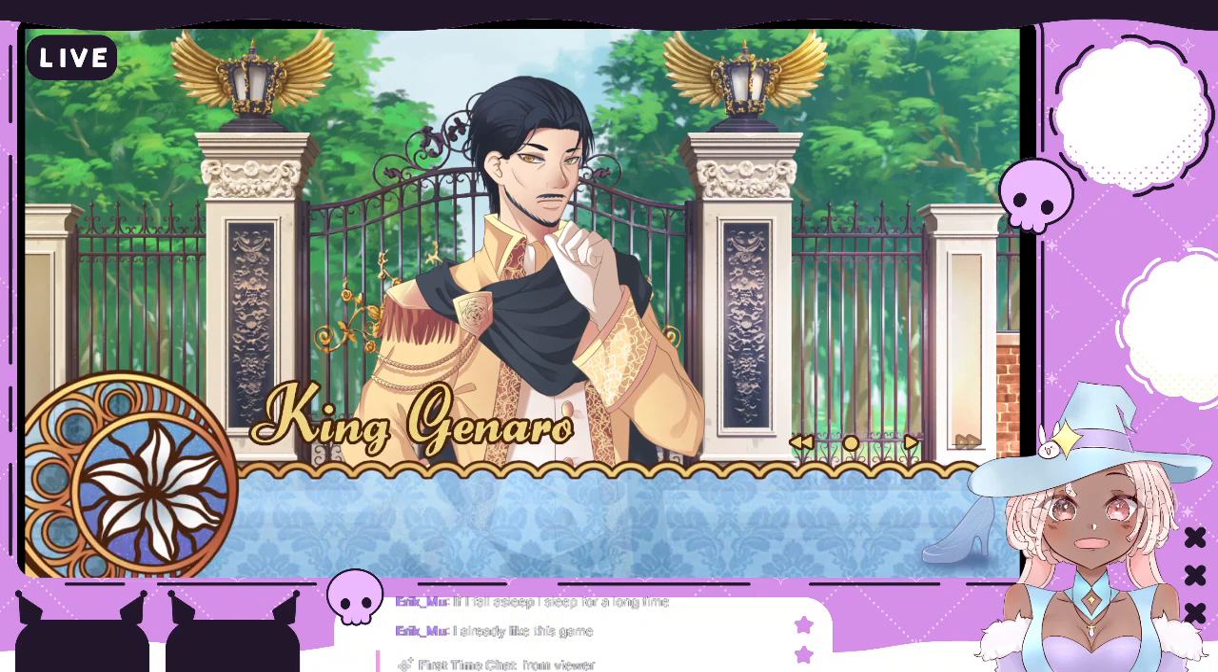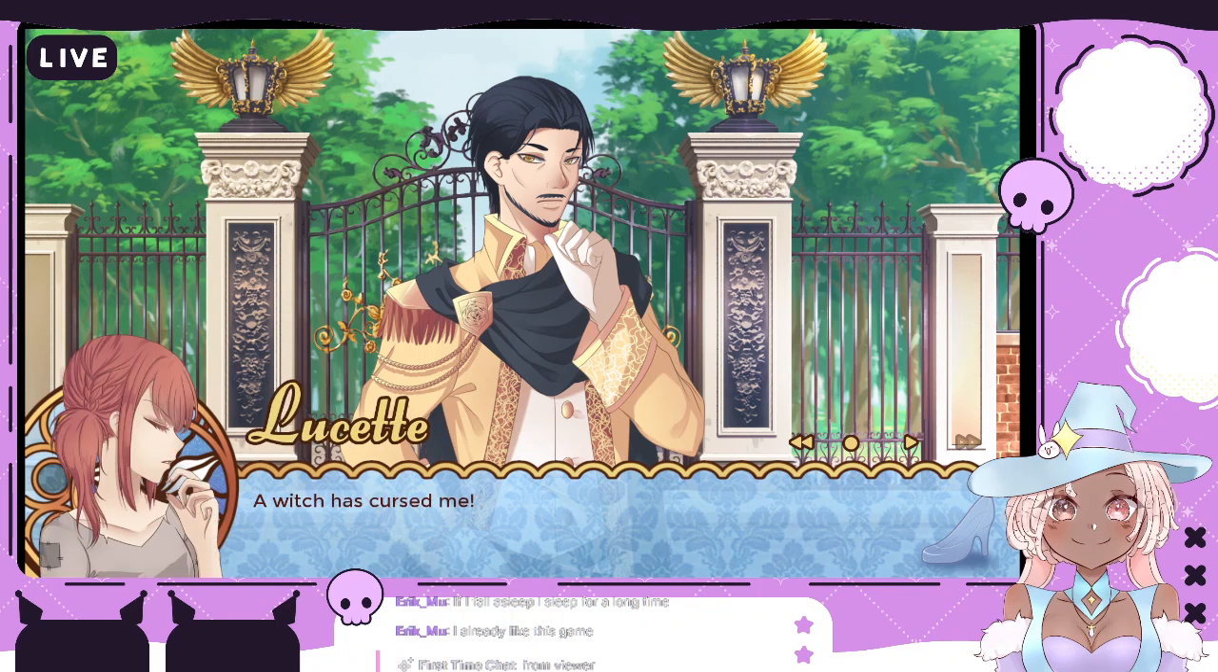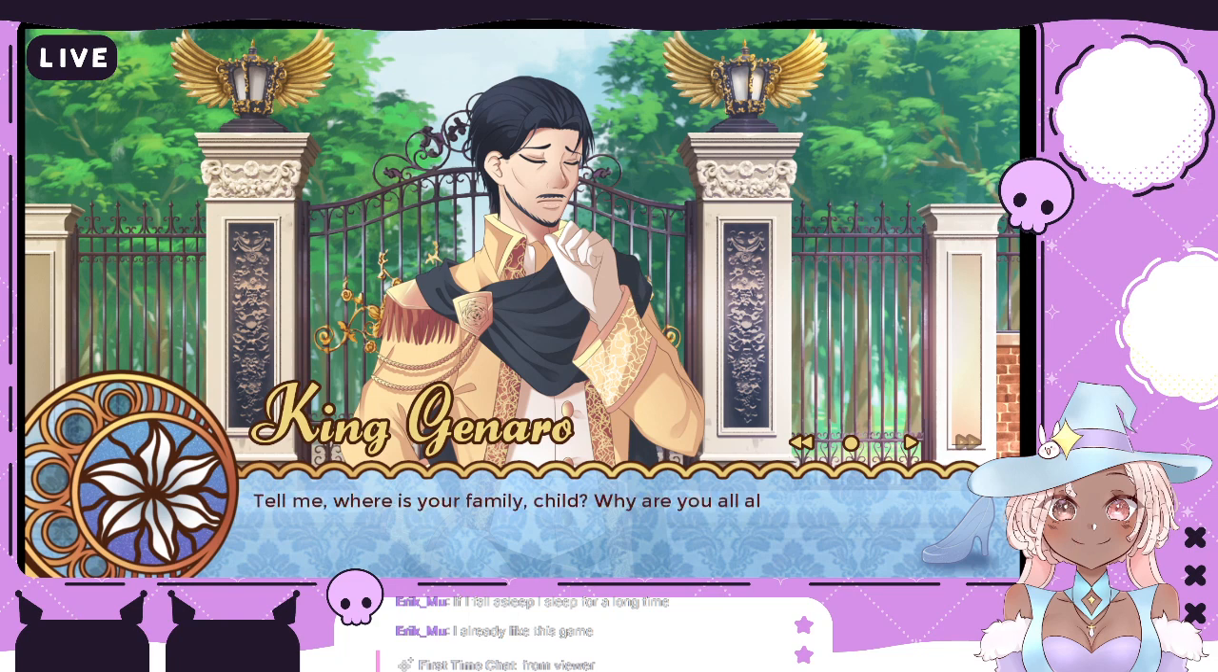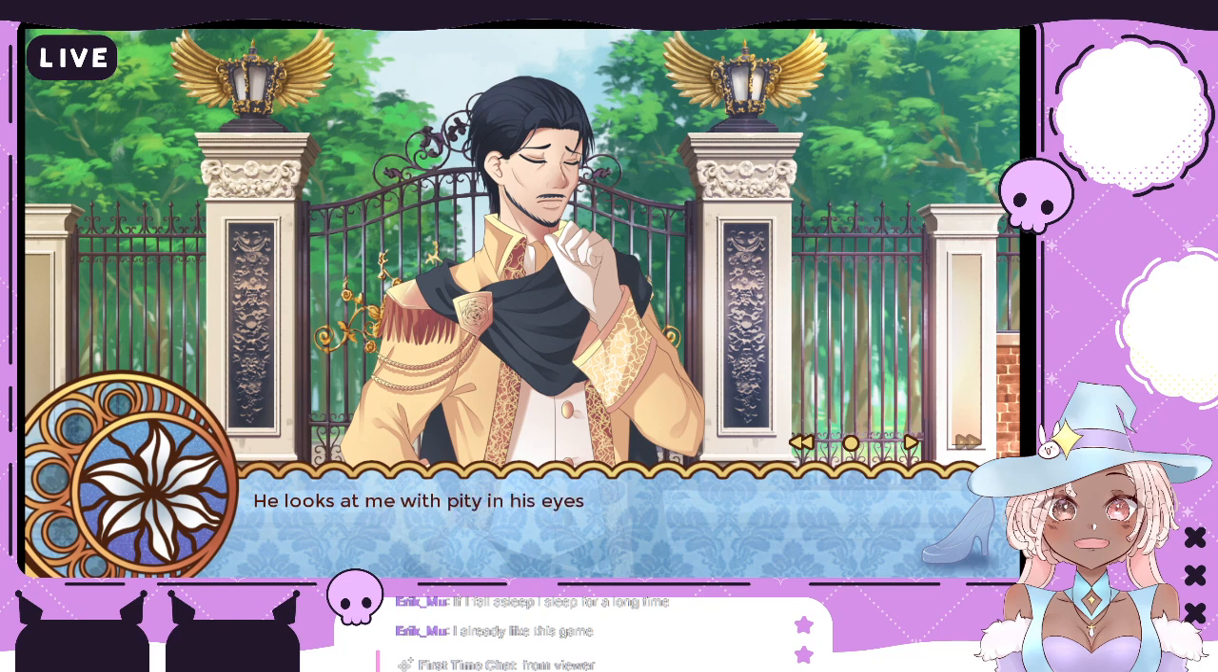Father, you must help me. A witch has cursed me. For once in your life, just once, help me. You must believe me. Tell me, where is your family, child? Why are you all alone? He looks at me with pity in his eyes. He is looking at me more kindly as a peasant than he ever did when I was a crown princess and his daughter. I recoil.